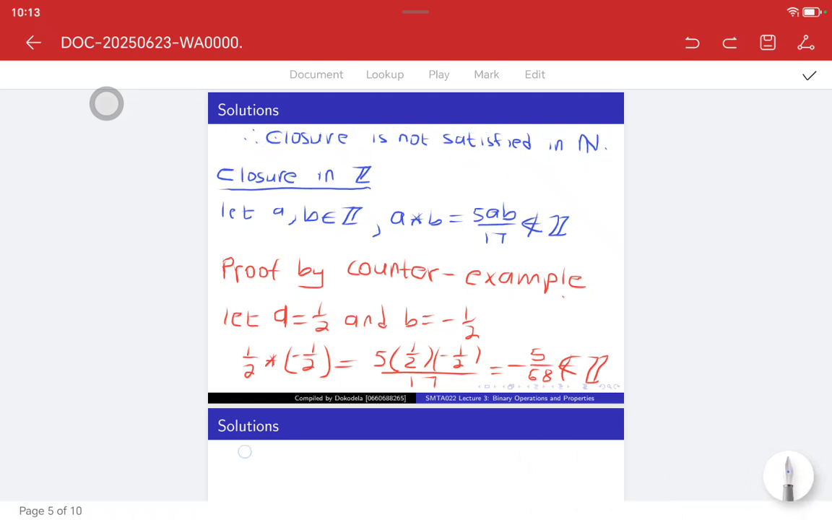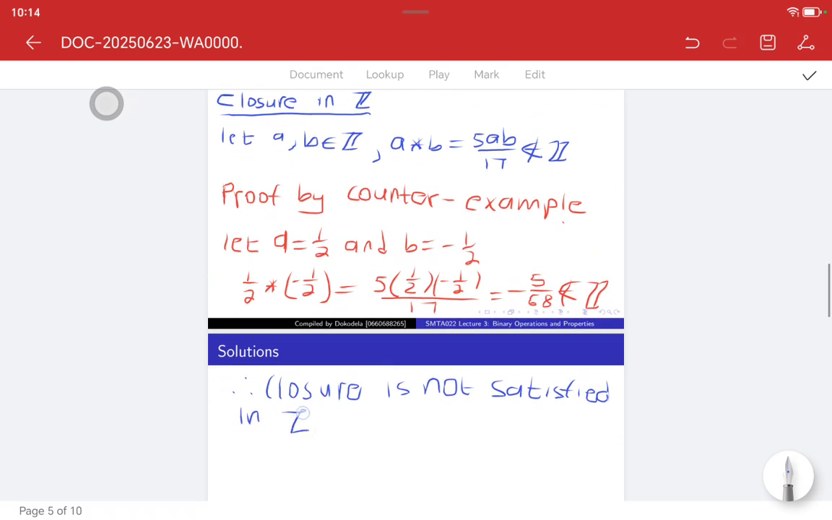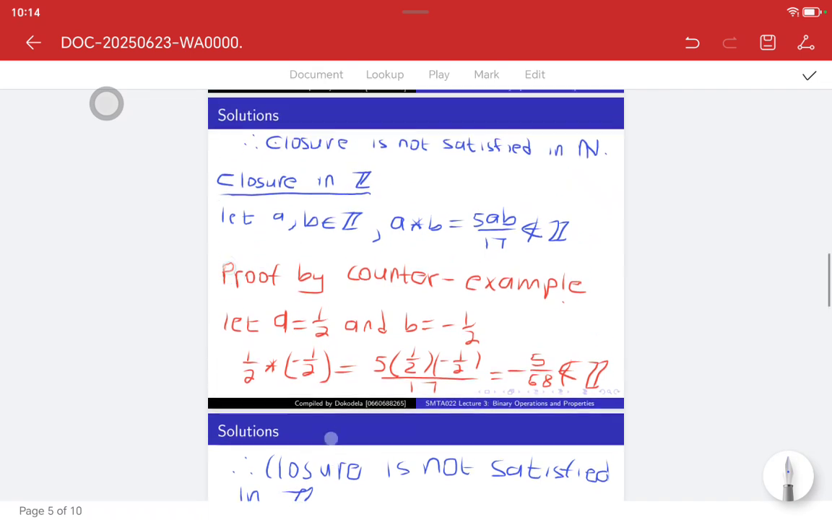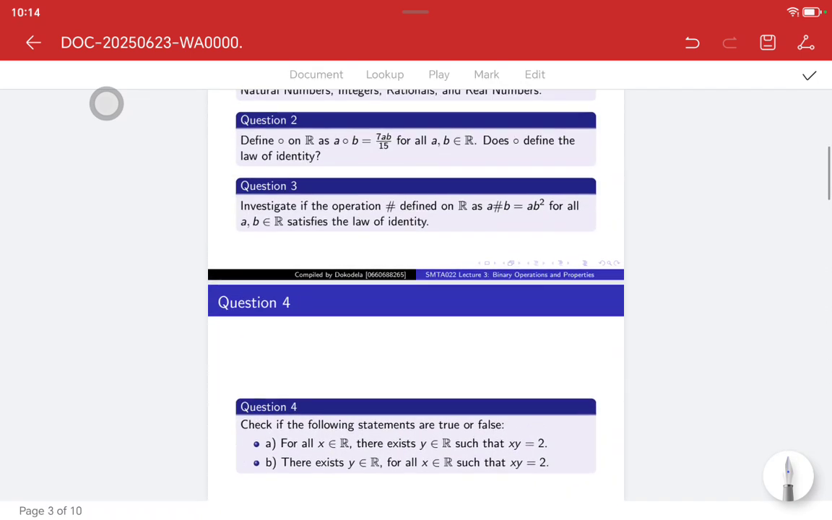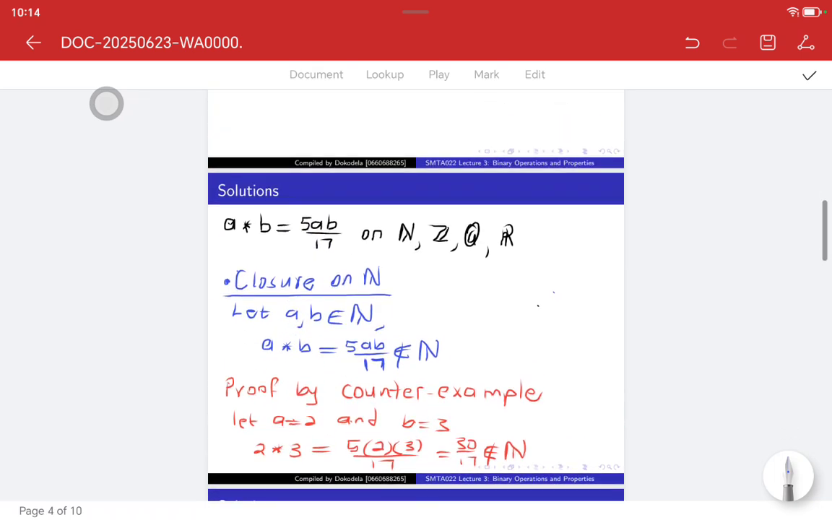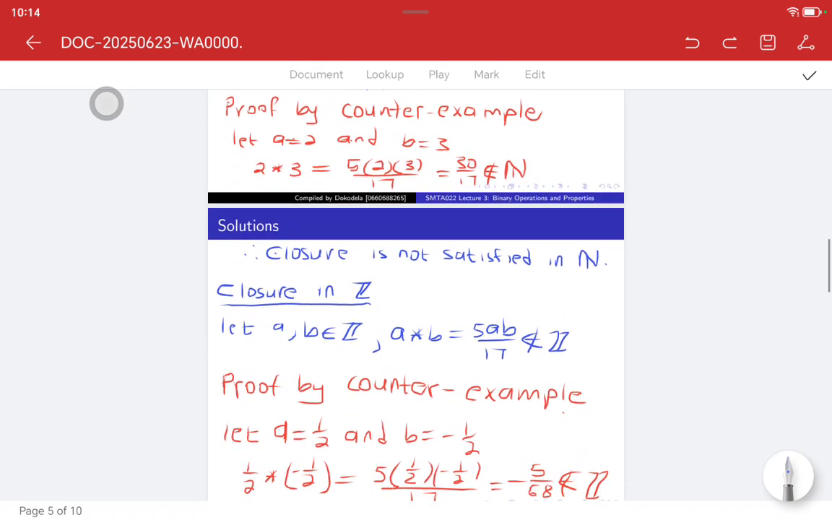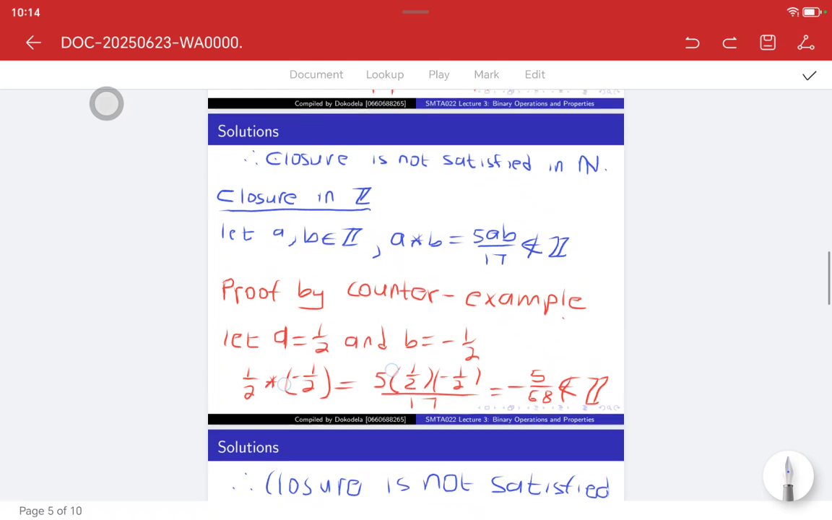We say that therefore closure is not satisfied in Z. So next, I'm going to check closure in Q, and then yourself, you're going to check closure in R. I'm going to leave you with one question to go and do that, even though you don't send the solutions, because you find three people sending the solutions.